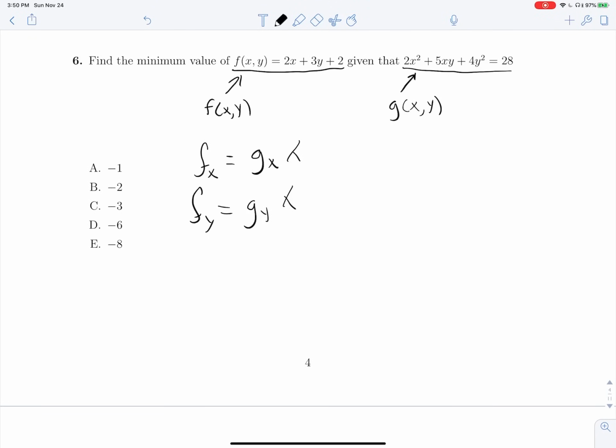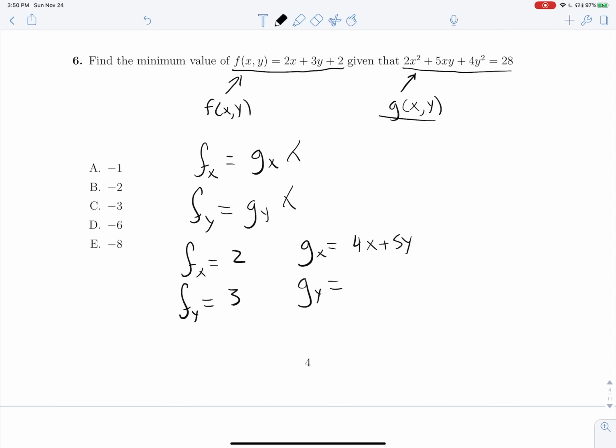So we can solve this system of equations, and by plugging the relation that we get back into our g of x up here, we will be able to get an answer out of it. So let's set these things up. Fx is going to be 2. Fy is going to be 3. Gx is going to be 4x plus 5y.